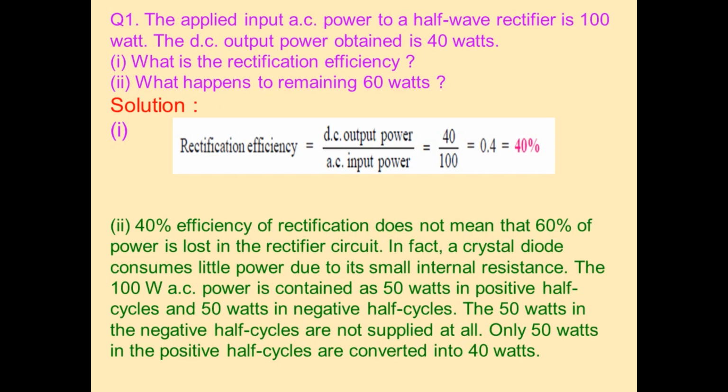First problem, the applied input AC power to a half wave rectifier is 100 watt. The DC output power obtained is 40 watt. What is the rectification efficiency? What happens to the remaining 60 watts? And that is the question.